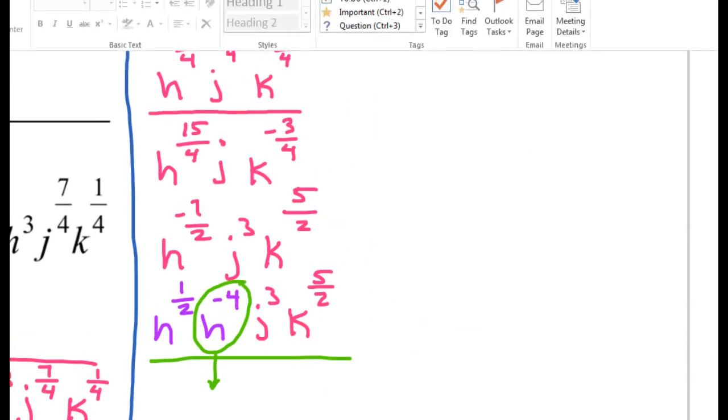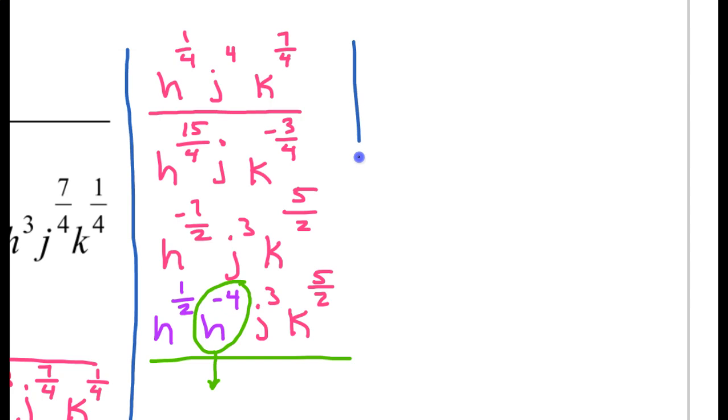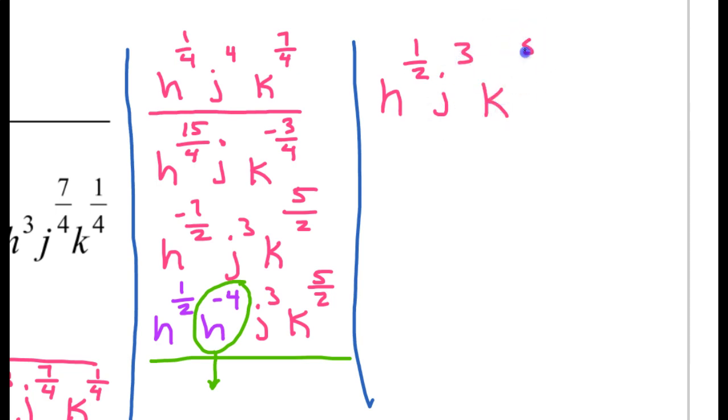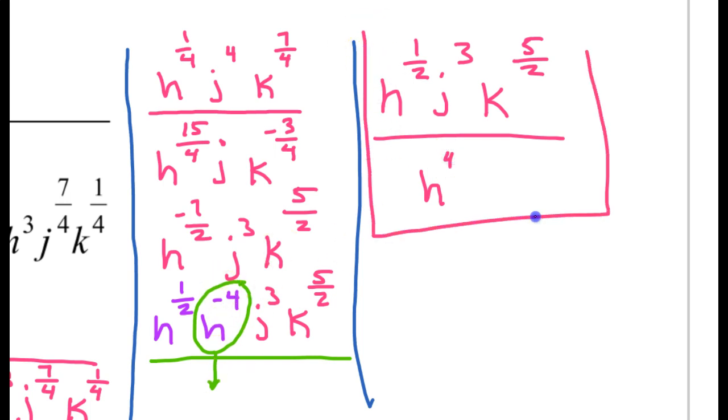Okay, so the final answer. So the final answer should be h to the 1/2 power times j to the 3rd power times k to the 5 over 2 power over h to the 4th power, because that's the one that dropped down. So this should be the final answer for problem number 22.